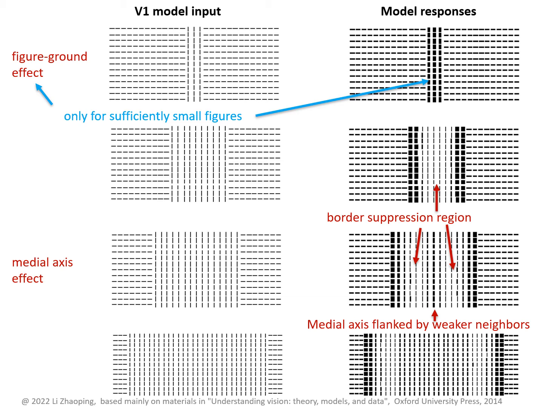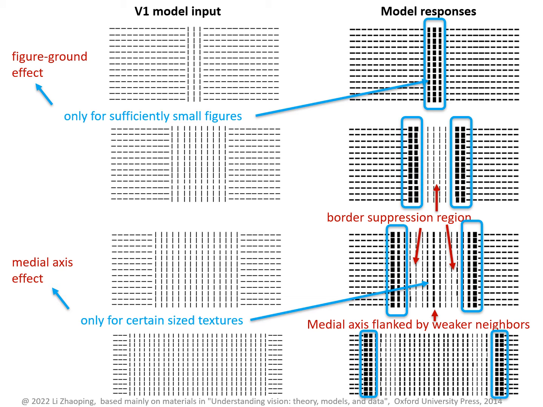The medial axis effect should occur only for certain sizes of the textures, otherwise it could be useful for marking skeletons for figures. However, regardless of the sizes, the texture borders always evoke higher V1 responses. This should help with texture segmentation.